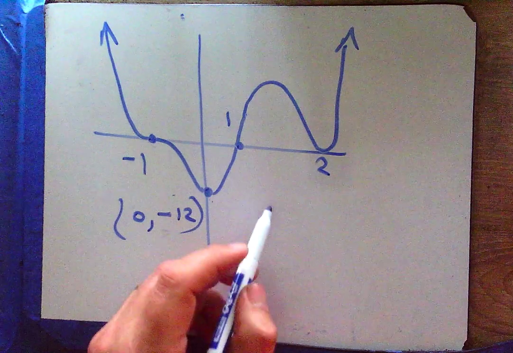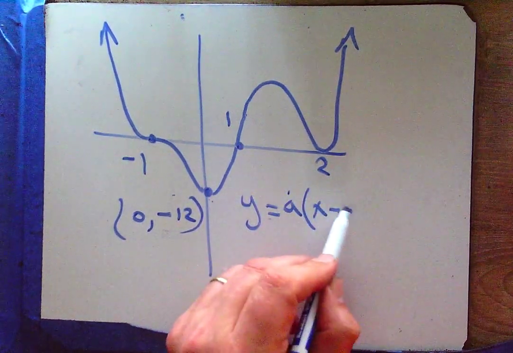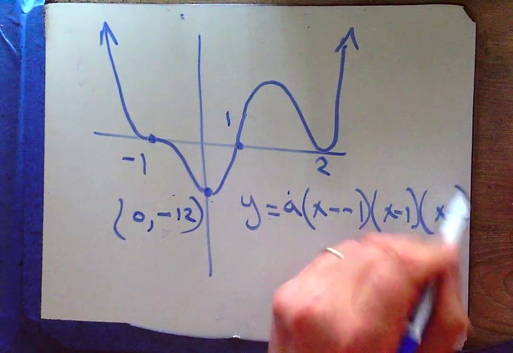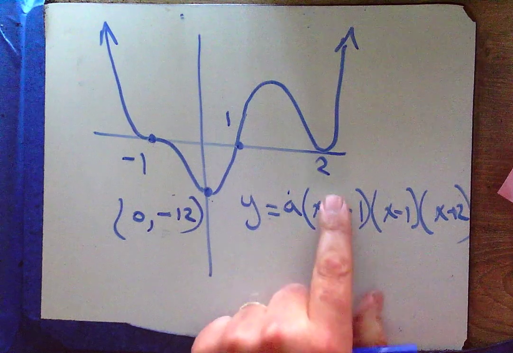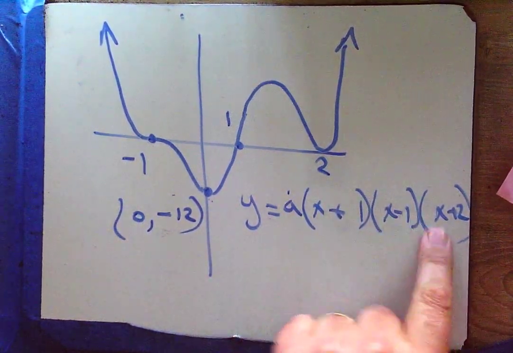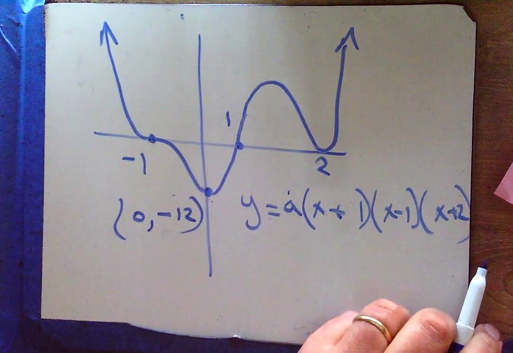Welcome back. So I started with y equals a, x minus a minus 1, x minus 1, x plus 2. Actually, I know minus a minus is going to be a plus, so I started that way. Now, this is a third degree polynomial. Is this the end behavior for a third degree polynomial? No, it isn't.